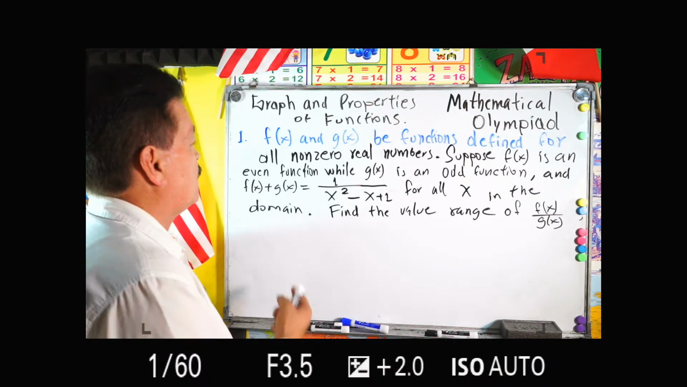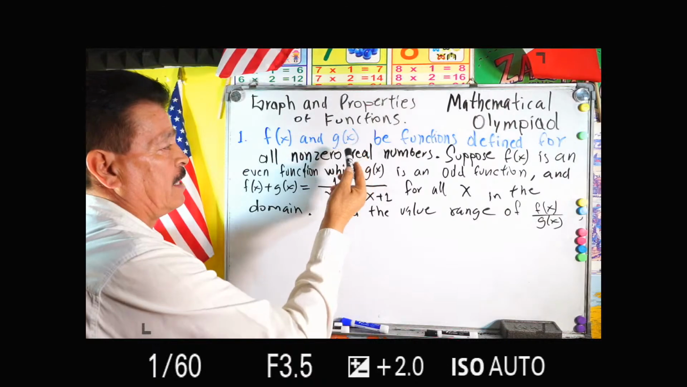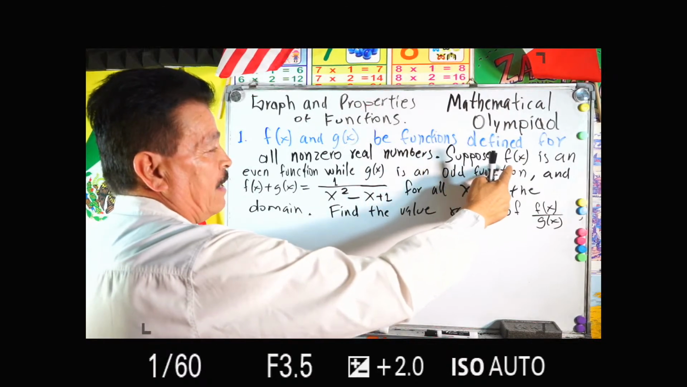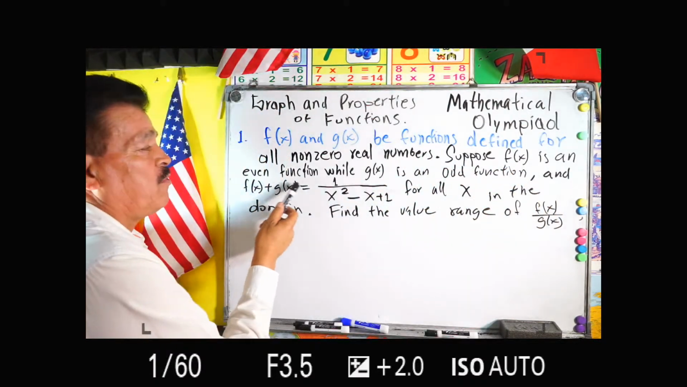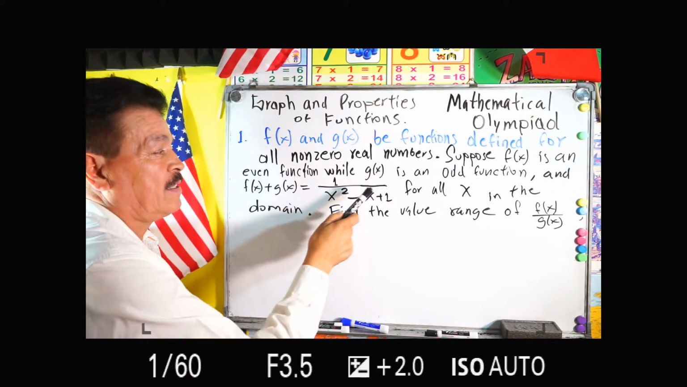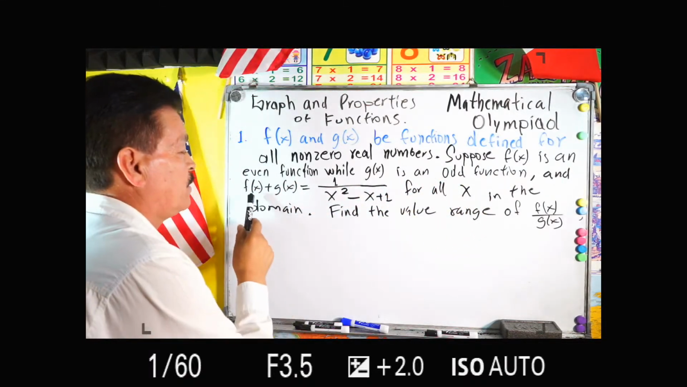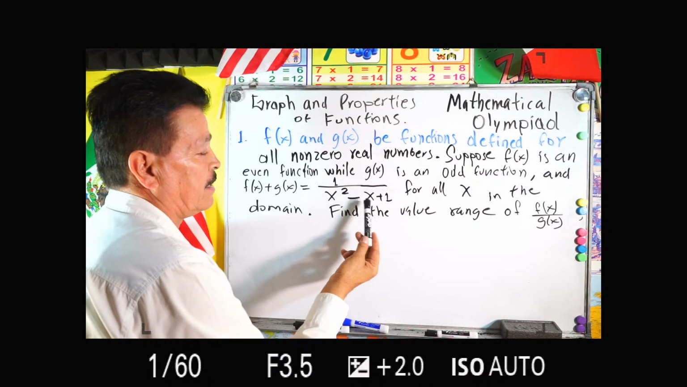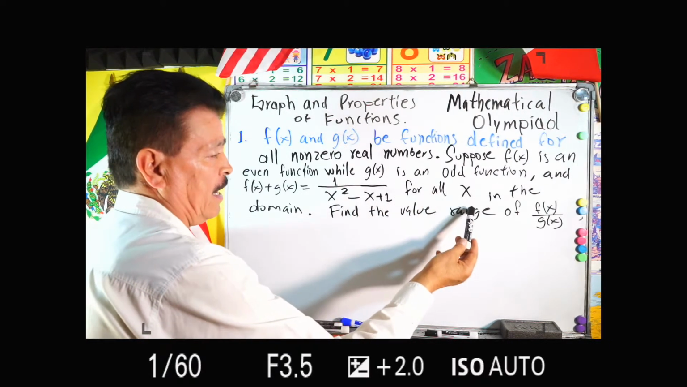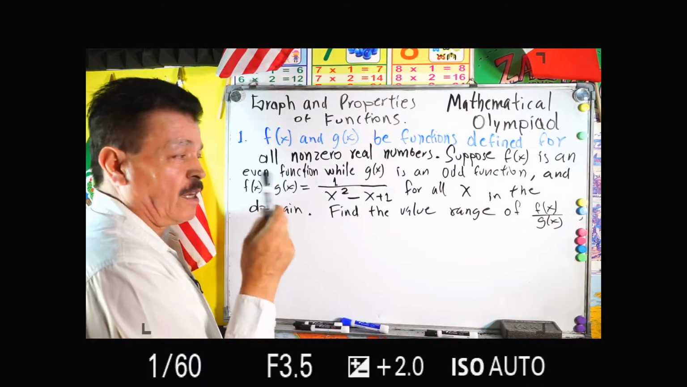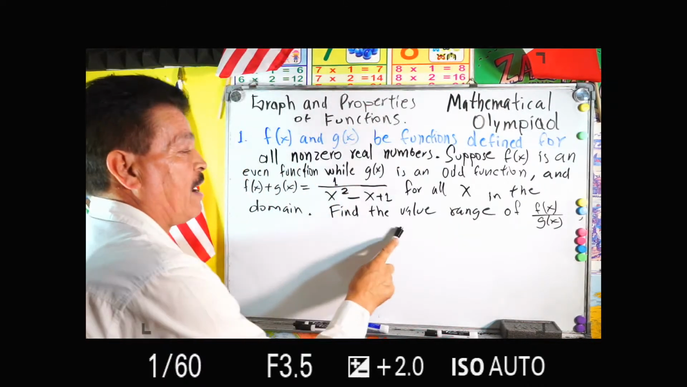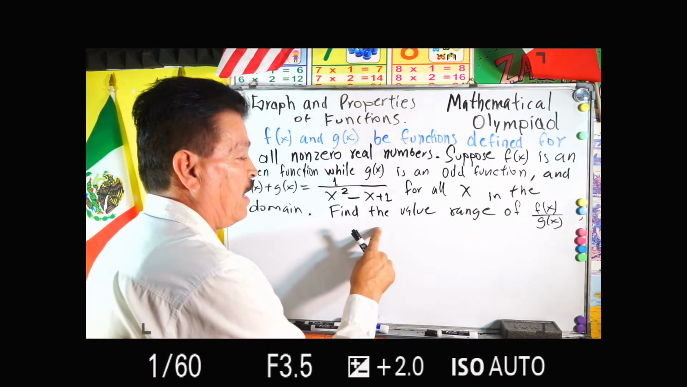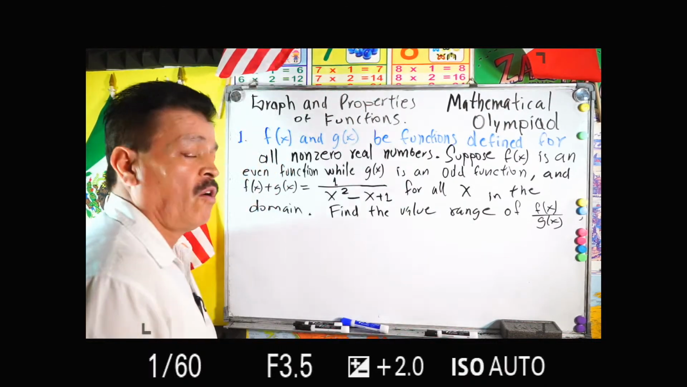Our first problem says: let f of x and g of x be functions defined for all non-zero real numbers. Suppose f of x is an even function while g of x is an odd function, and f of x plus g of x equals 1 over x squared minus x plus 1 for all x in the domain, right? The question in our problem is: find the value range of f of x over g of x. Okay, this is our question.